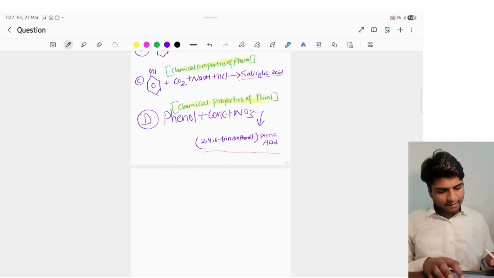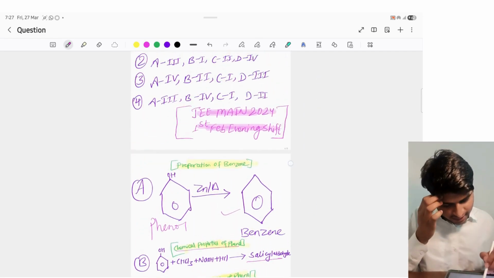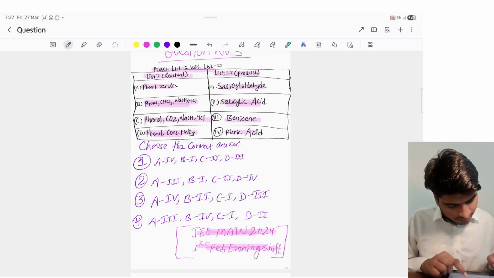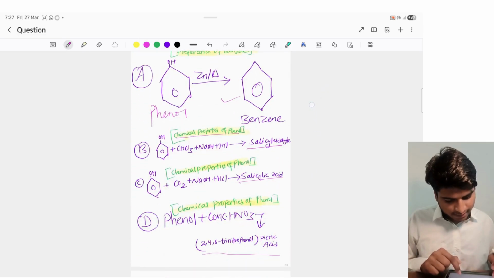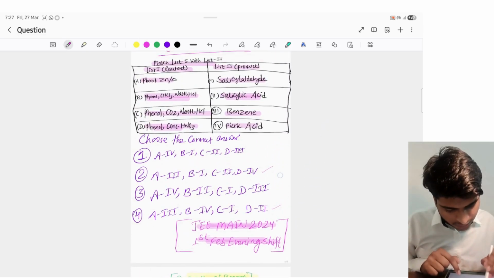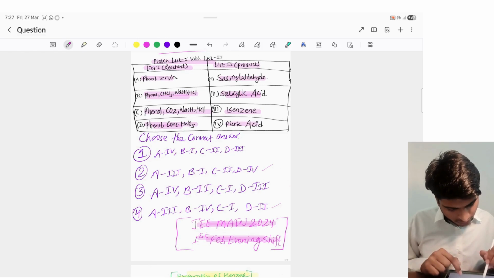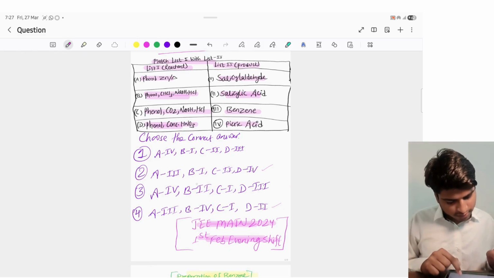A benzene means a third, and B salicylic means B1. This is the correct answer.